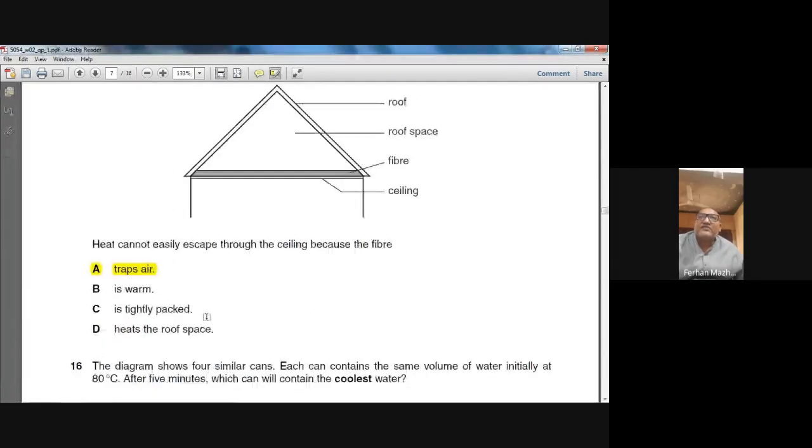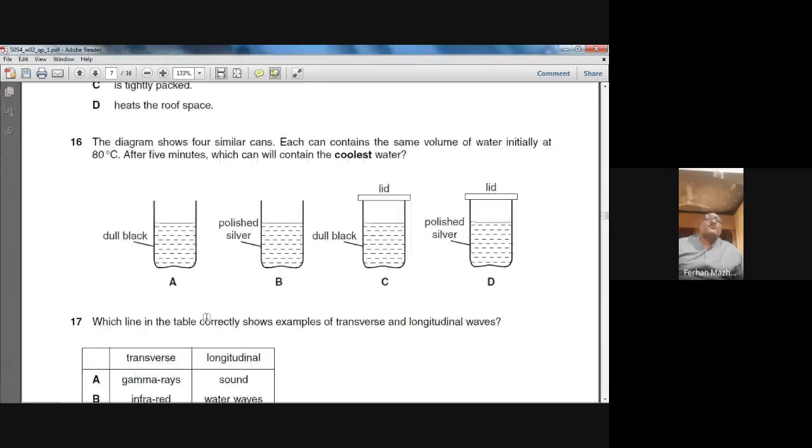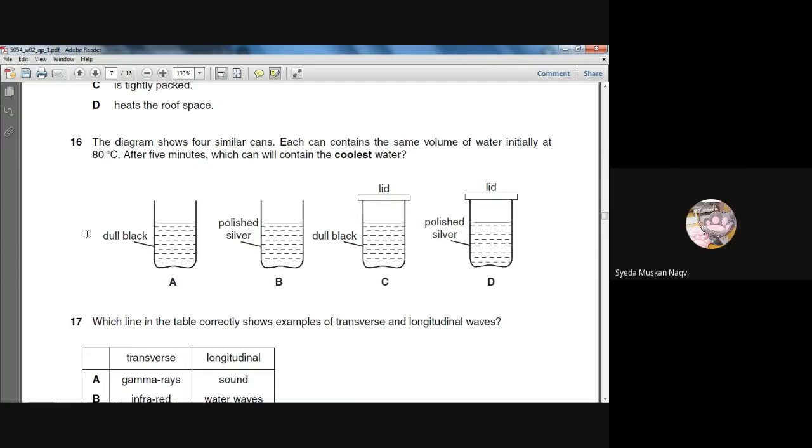Okay, let's go to the next question. The diagram shows four similar cans. Each can contains the same volume of water initially at 80 degrees centigrade. After 5 minutes, which can will contain the coolest water? The coolest water will be in that can which is open, because we have hot water in them, and its outer side is black, because the black will be acting as a very good radiator. A is the right choice.